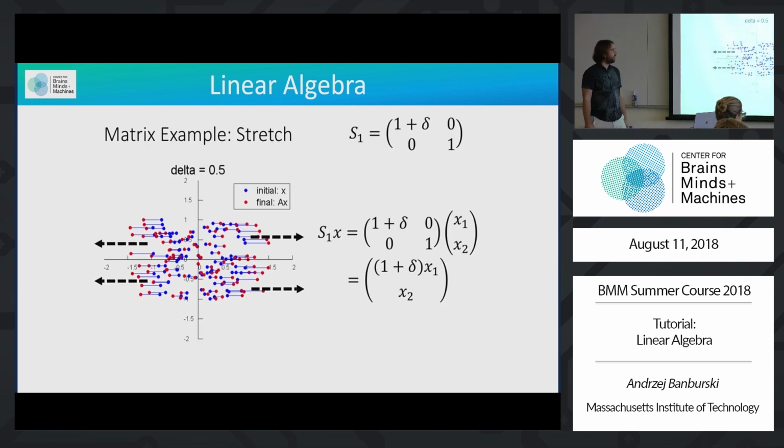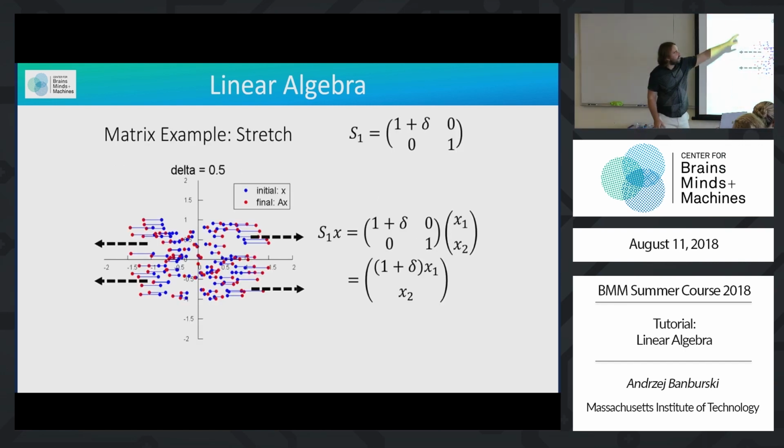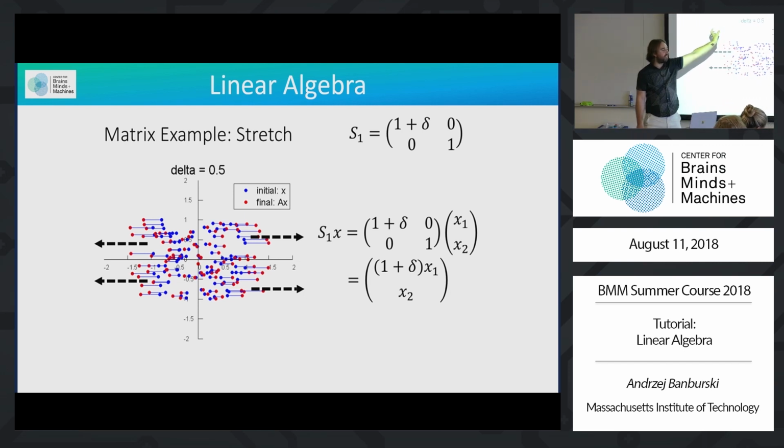Let's look at stretching of data. Say that we have this matrix which is diagonal, and it has 1 plus delta, where delta is positive, on one of the entries, and then 1 on the other diagonal, and 0 everywhere else. What this will do is take your original data, which is in blue, and stretch it out. And you can easily see this because you can take your data, which is going to be, in this case, a 2-dimensional point, x1 and x2.